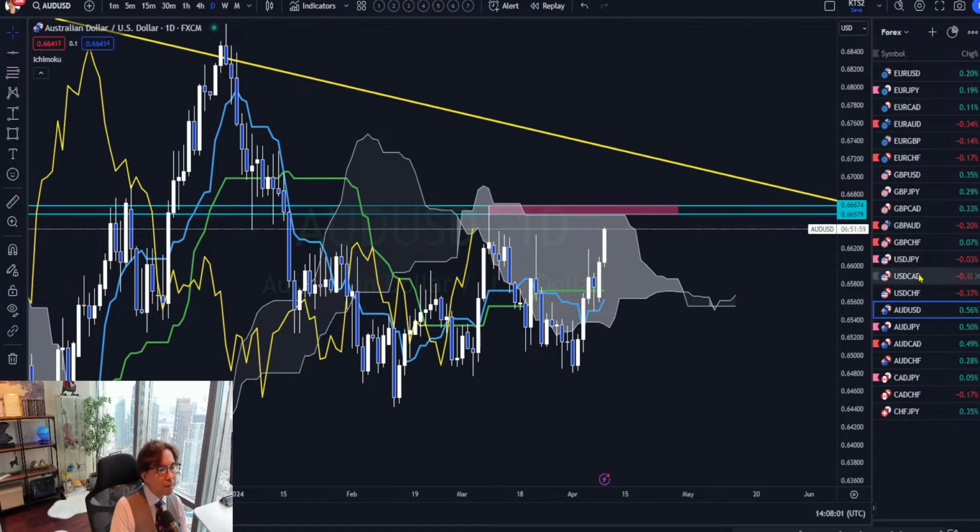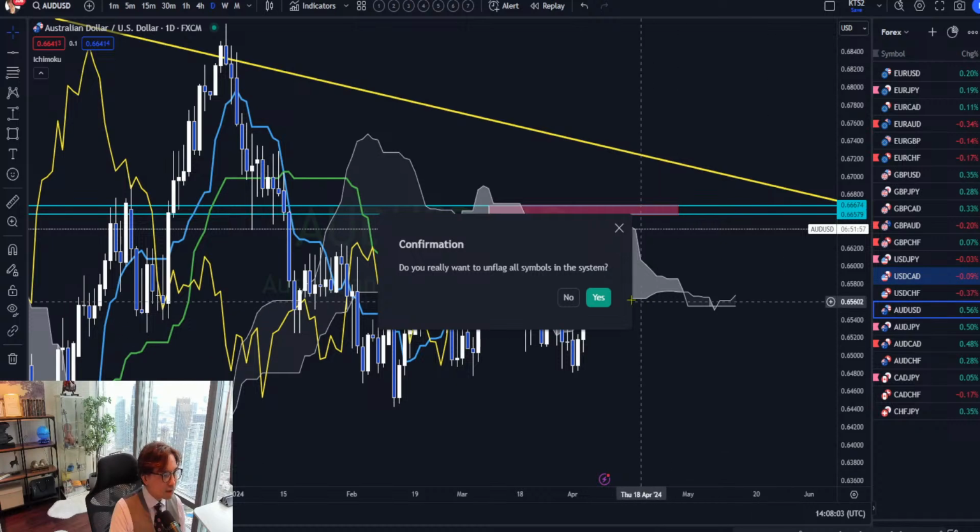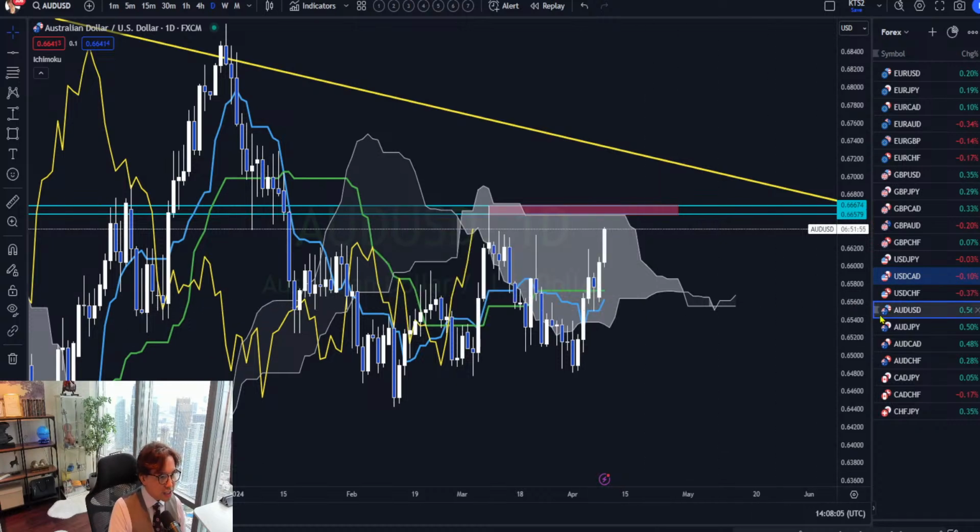So hold on, let me unflag all the symbols. So AUD/USD is bullish, but it's in the Kumo. So I prefer usually to look for the market out of the Kumo. So that means that's more stably trending. So for now, AUD/USD, before I check the lower time frames, let me check the other trending pair, which is AUD/CAD.